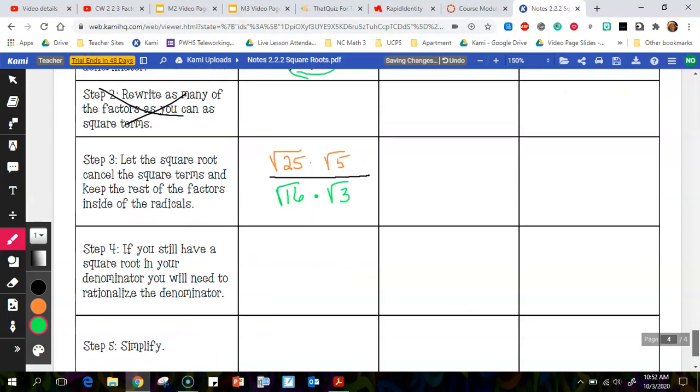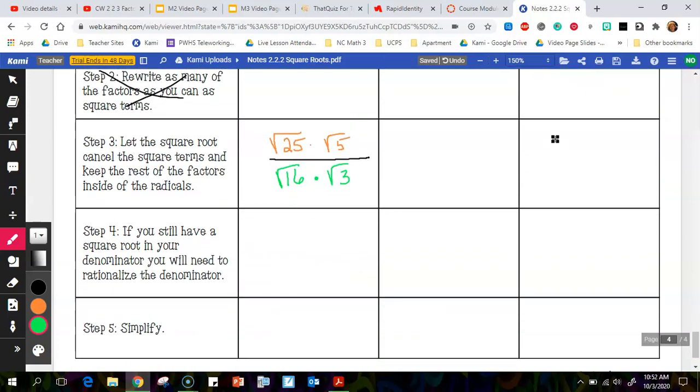Then what I do is anything that I can get rid of the radical, I do that. So I can get rid of the radical right here. I can rename that 5. This one I can't. So 5 root 5 over, this one's 4 root 3.